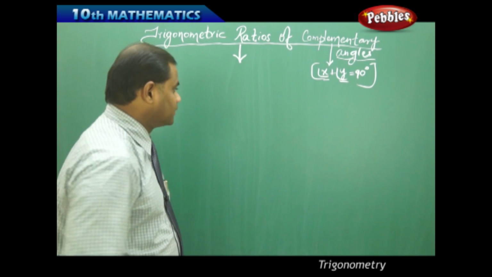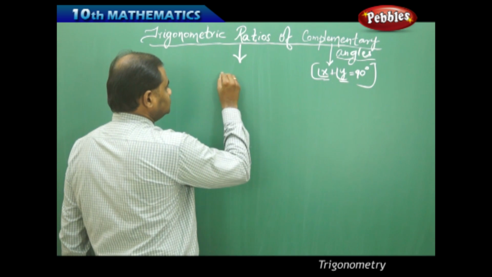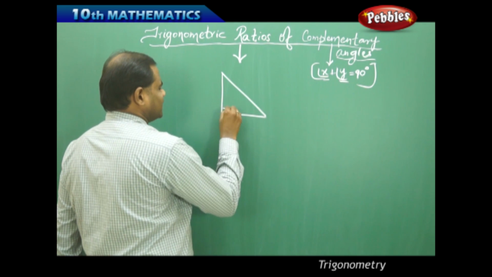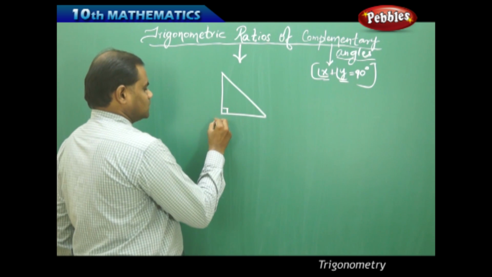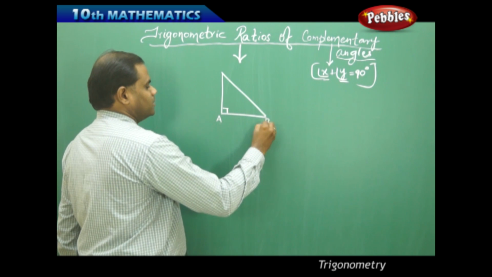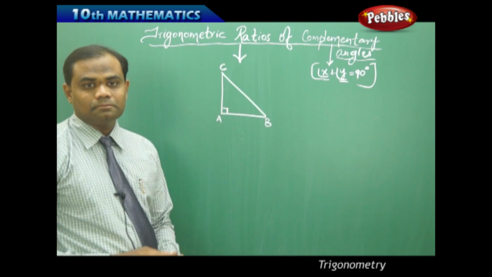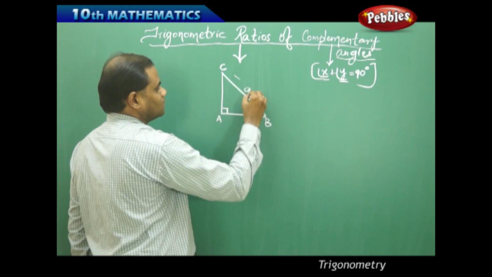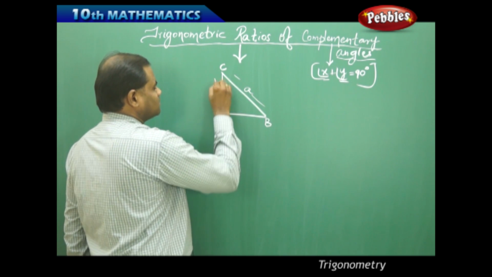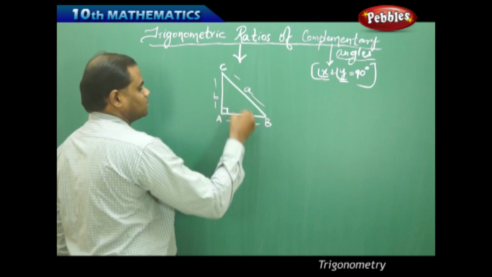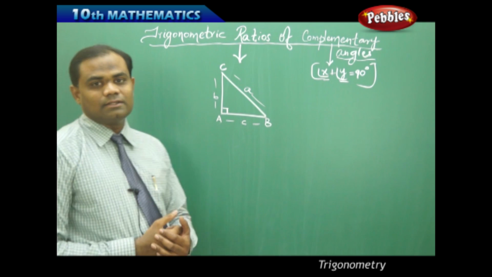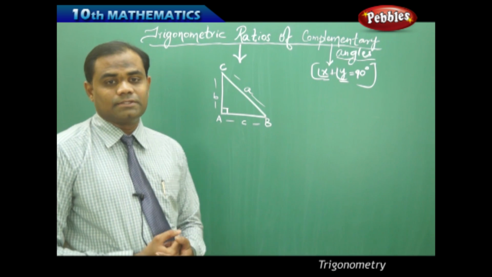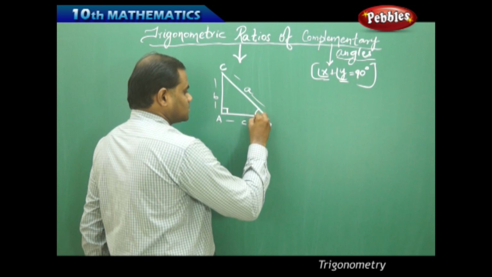To start with, let me consider a right angle triangle. So this is A, B and C, and let me say the length opposite to angle A is A, this is B, and this is C opposite to this. So A, B, C are the lengths of the sides of the right angle triangle ABC. Let me take this angle to be theta.